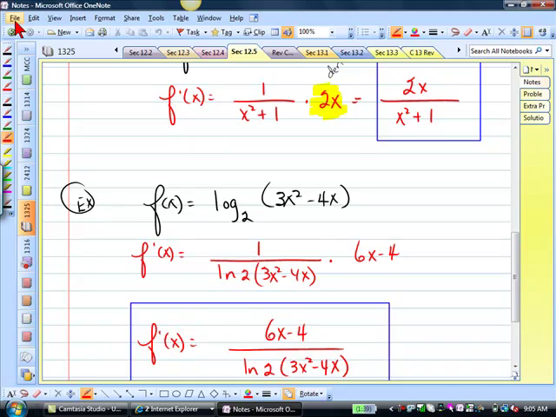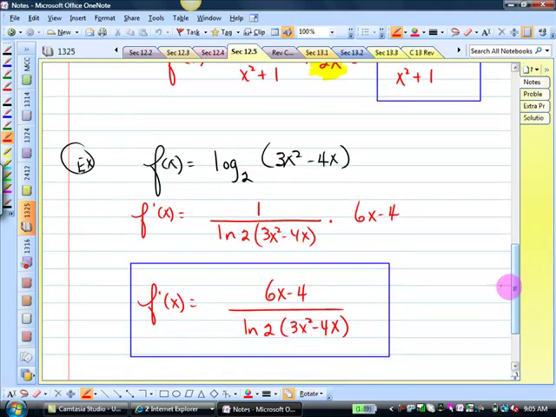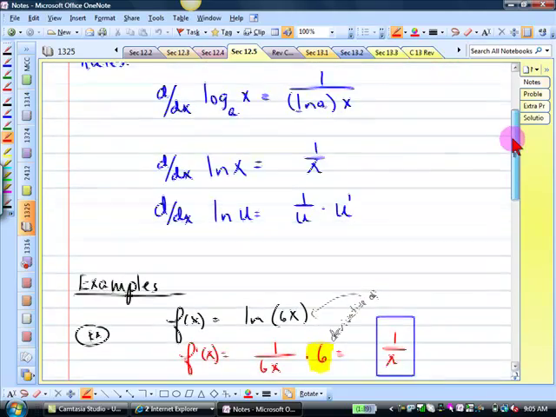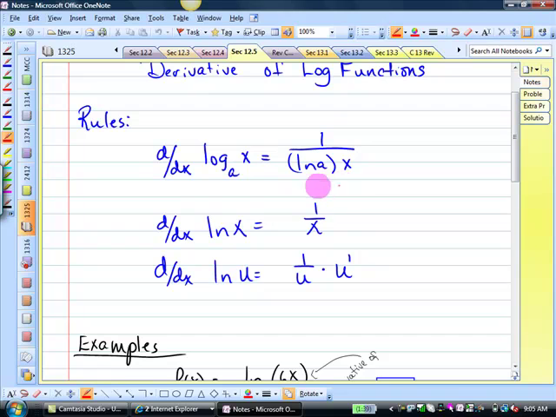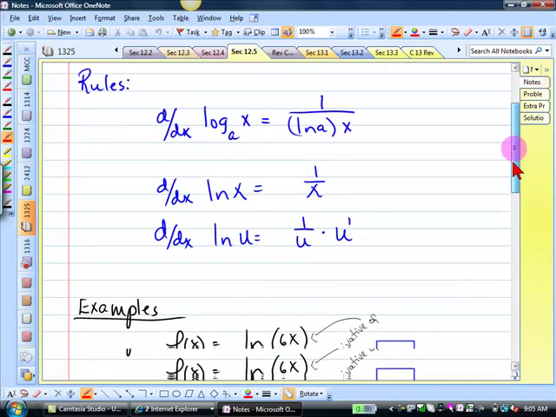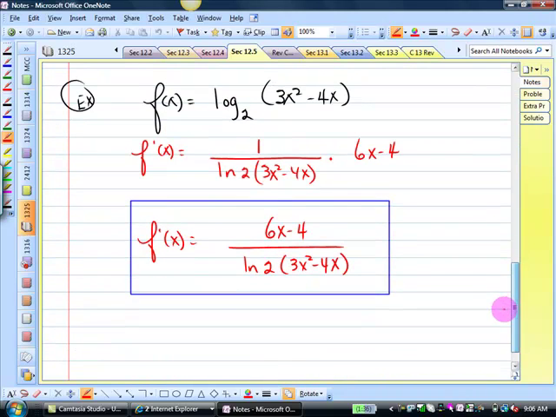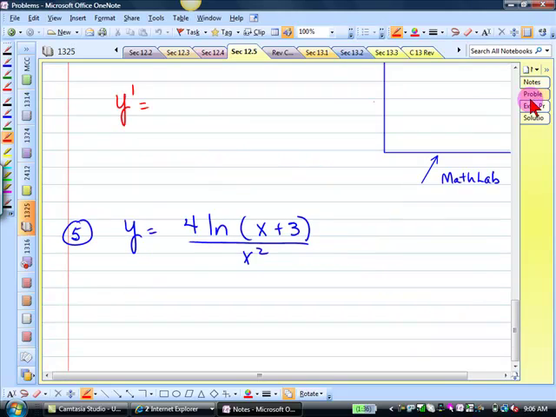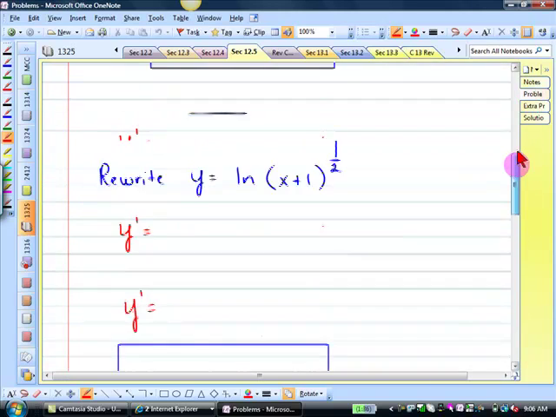Yes, sir. The answer on the denominator is still ln base 2 or just ln 2? It's ln 2, not ln base 2. Yeah, it's just ln 2. If you look back at the rule, it's right there. Sometimes you can't tell with the way I write, so it's a good question. It's always good to ask. All right. Let's go to problems.